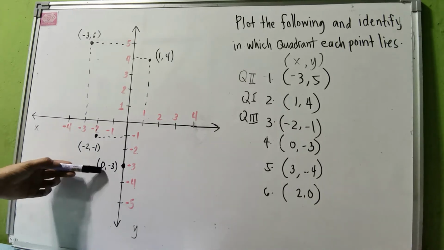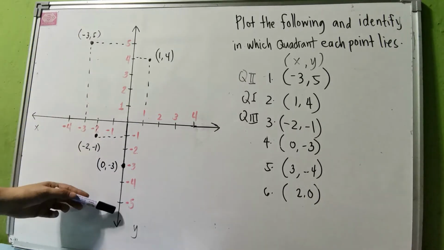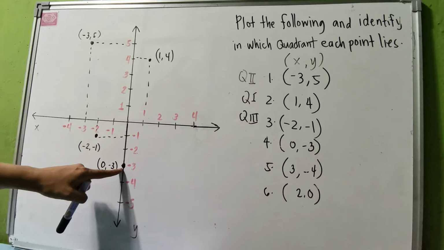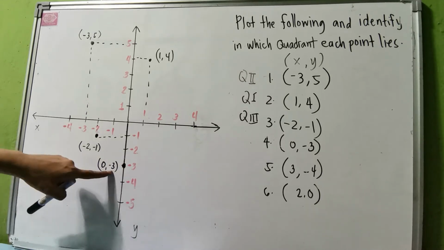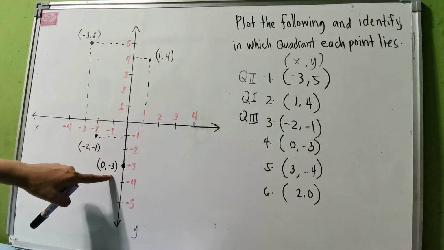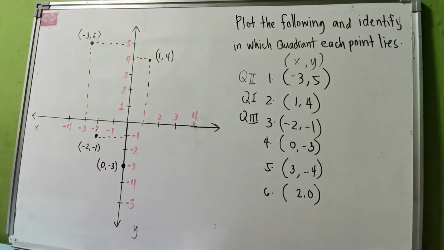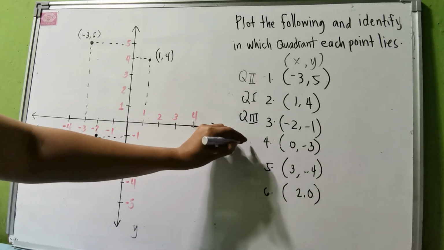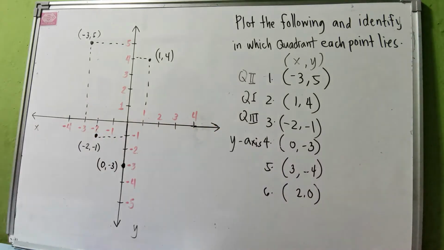Ibig sabihin, yung (0, negative 3), since na-plot natin siya sa y-axis, dahil sa value na negative 3 which is nasa second coordinate or y, ang kanyang location ay along y-axis or y-axis.